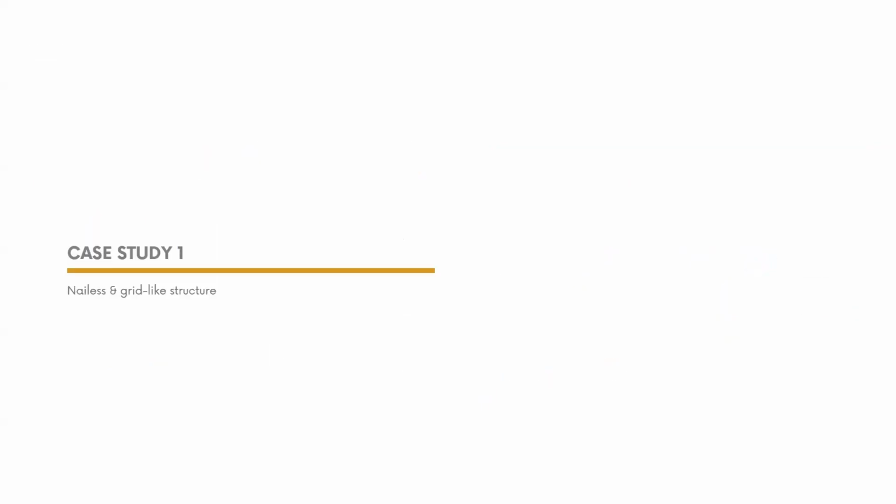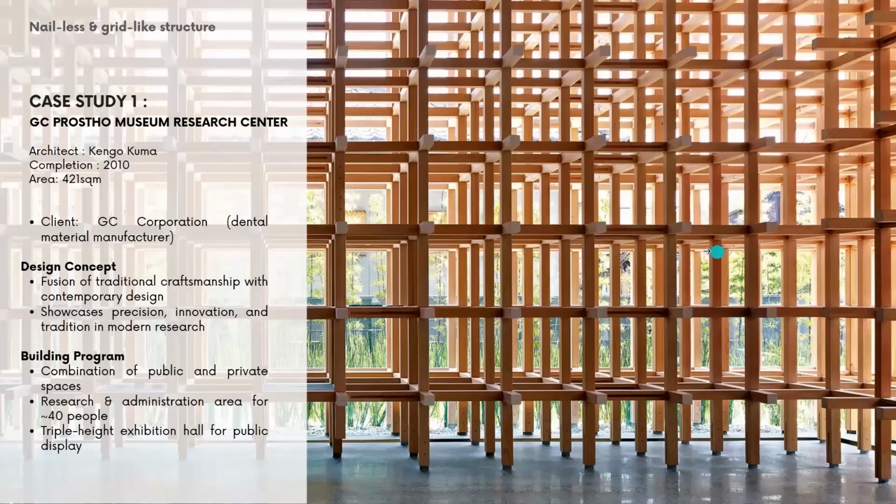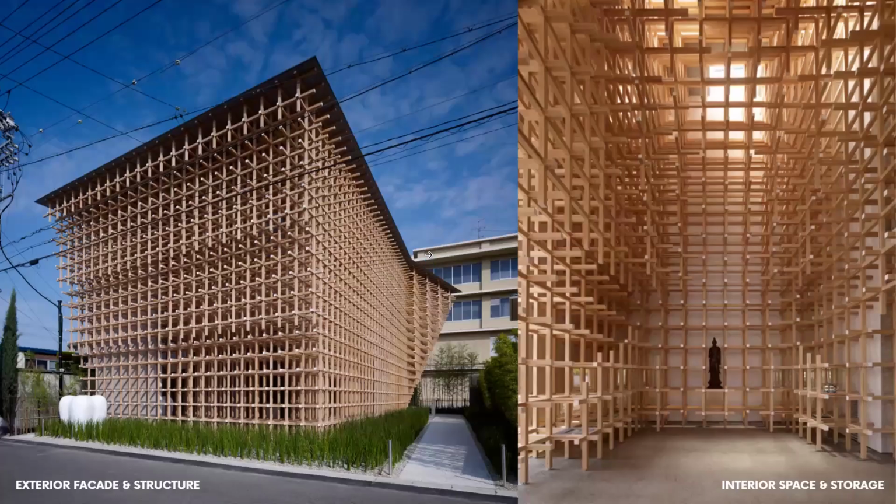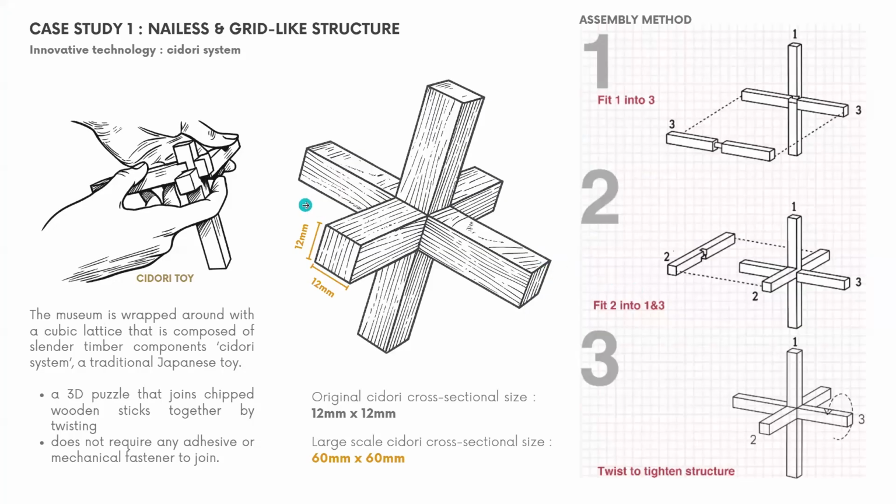Case study one is on nailless and grid-like structure. This case study is by Kengo Kuma, the GC Prostho Museum Research Center. Its concept is a fusion of traditional craftsmanship with contemporary design, and a combination of public and private spaces. These are the exterior facade and structure, and you can see it also continues into the interior space and access storage. They construct it through the Sidori system, which is actually a small scale toy inspired by a Japanese toy, a 3D puzzle that joins wooden sticks together by twisting. It doesn't require any adhesive or mechanical fastener to join.